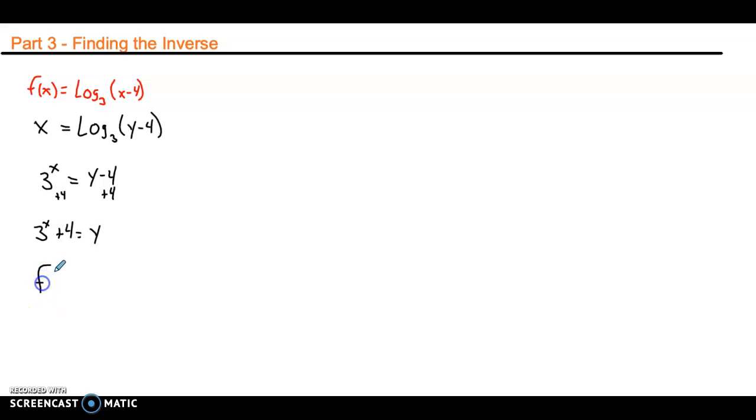Proper notation when we talk about inverses is this. It was function f, so we're taking the inverse of it. So this little negative 1, it looks like it's in the exponent position, has nothing to do with it, it's just notation. f inverse of x equals 3 to the x plus 4.